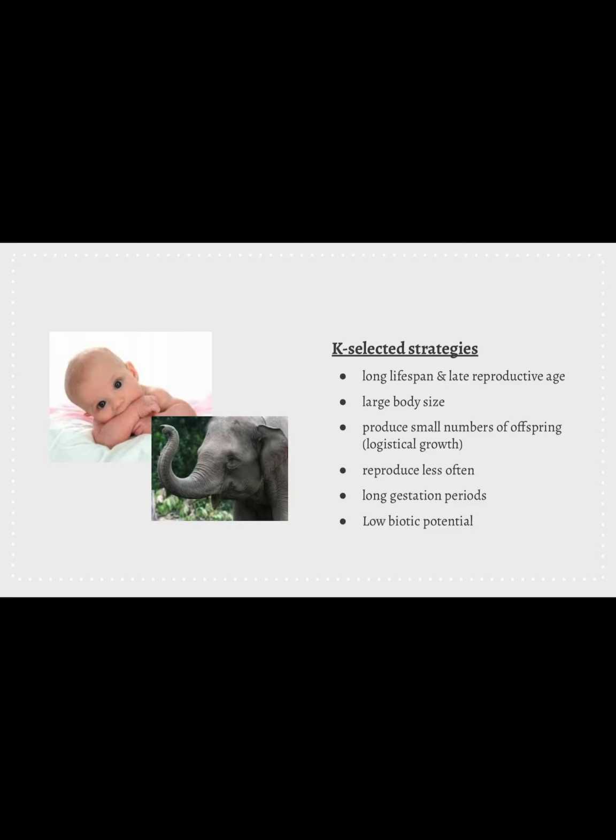They produce small numbers of offspring, so they don't necessarily have a litter of something. They might have one baby like us. We don't often have more than one baby. We don't have 10 babies at a time. We're very low numbers of offspring. We reproduce less often, so we don't reproduce all the time. We reproduce maybe once a year if we're talking about certain species of mammals. If you're talking about humans, even less. Well, depending on the person, I guess.